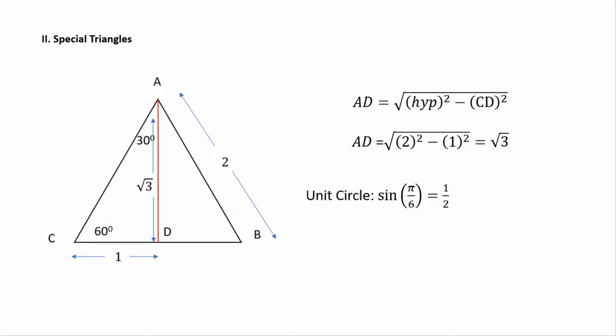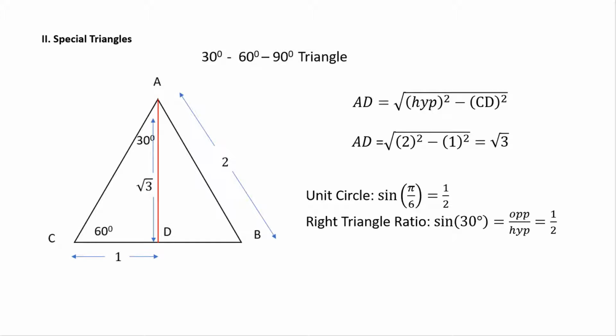Now with the ratio, the sine of theta is opposite over hypotenuse, and with this special triangle, the sine of 30 degrees is 1 over 2. We call this the 30, 60, 90 degree triangle.